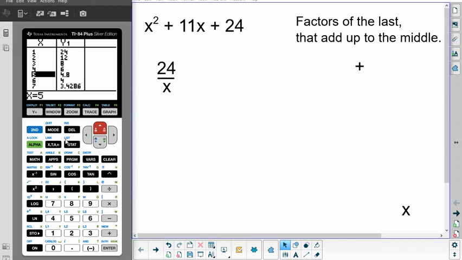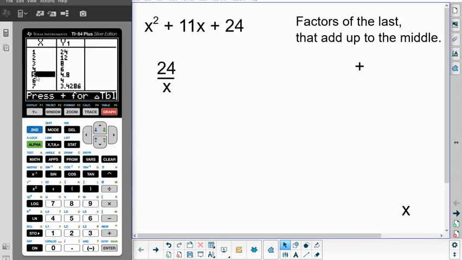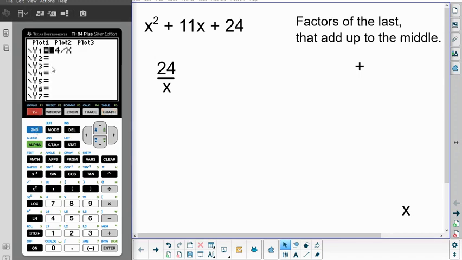In order to do that, I'm going to go back to my y-editor and enter another equation. Now, what do I want? If I look back at the table, I need my x column to add up with this y1 column. So if I go back to the y-editor, I take my x column and that y1 column, which has the equation 24 over x. This is what I'm going to put in my y2. It's just x plus 24 over x.